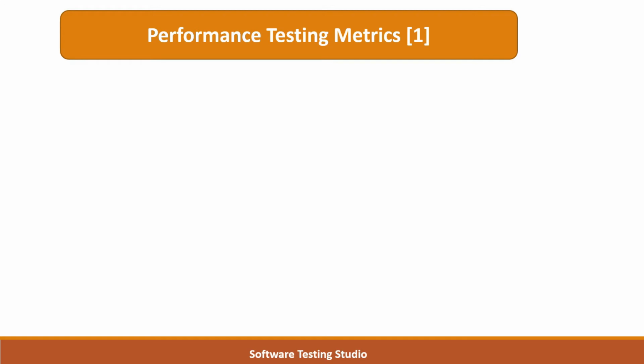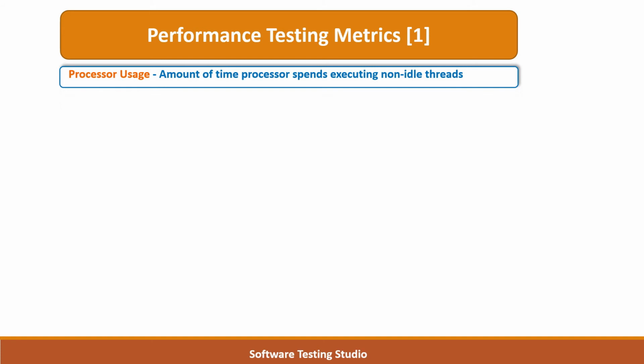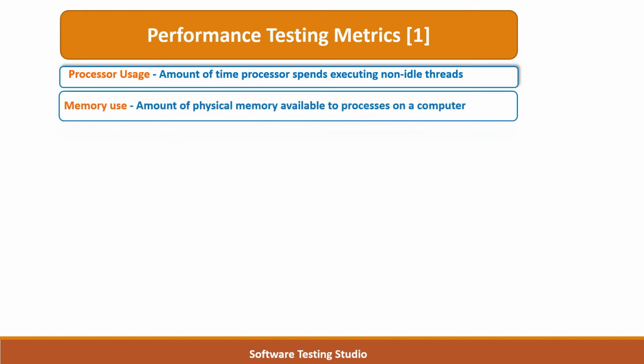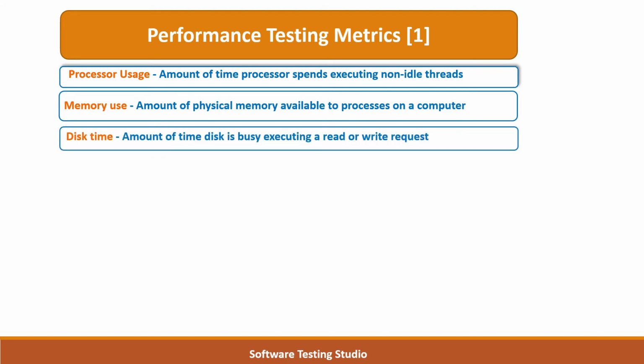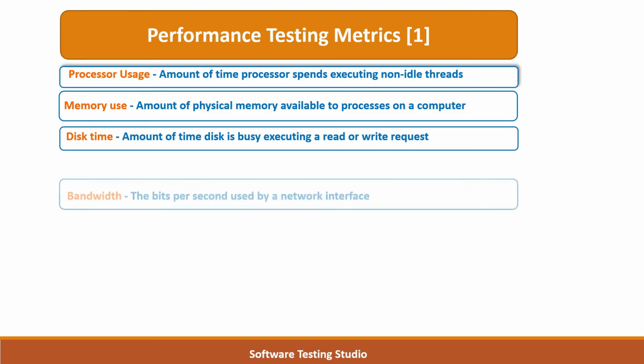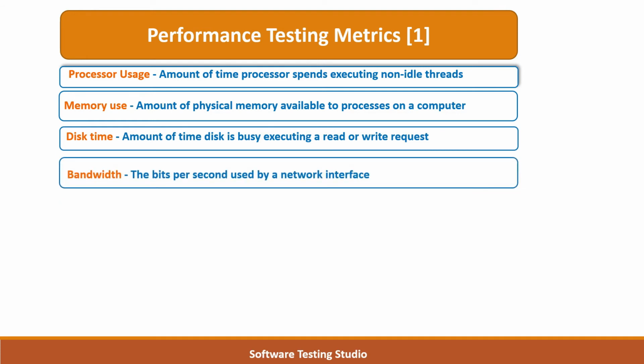In this section, I'm going to highlight the key and basic parameters or metrics that are monitored during performance testing. Processor usage. This is the amount of time the processor spends executing non-idle threads. Memory usage. Amount of physical memory available to processes on a computer. Disk time. Amount of time the disk is busy executing a read or write request. Bandwidth. The bits per second used by a network interface.